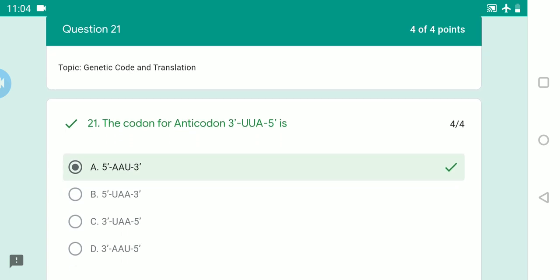The next question, the anticodon is 3 prime UUA 5 prime. So it is very clear. Here they have already given the anticodon, so you should identify the codon. Opposite to the 3 prime, it will be 5 prime. UUA gives AAU, and since the anticodon has 5 prime, the codon should have 3 prime. It's very easy actually, but the opposite prime ends with respect to anticodon to codon or codon to anticodon are things they will ask in exams also.